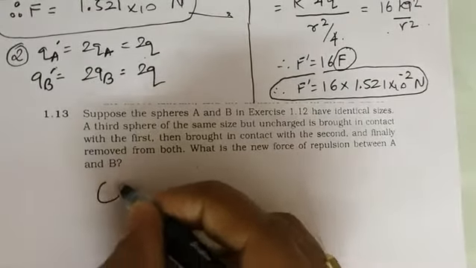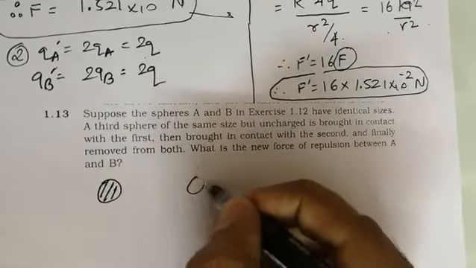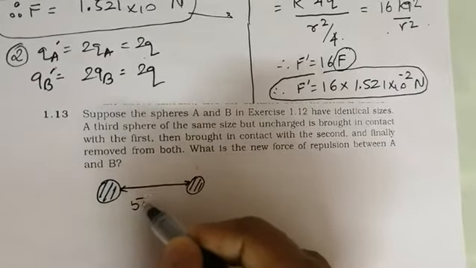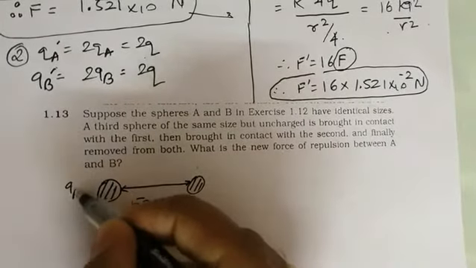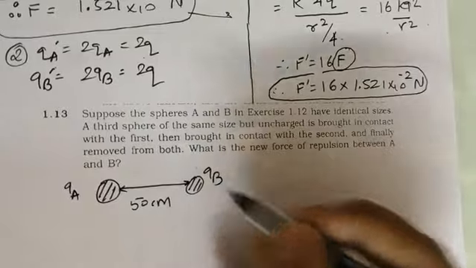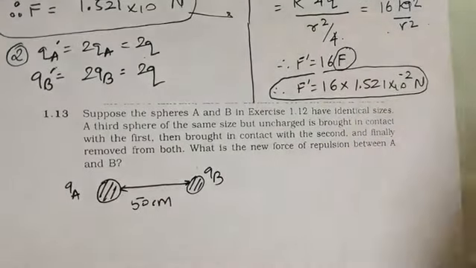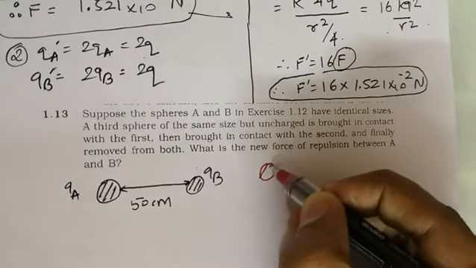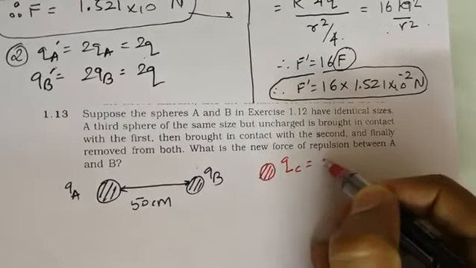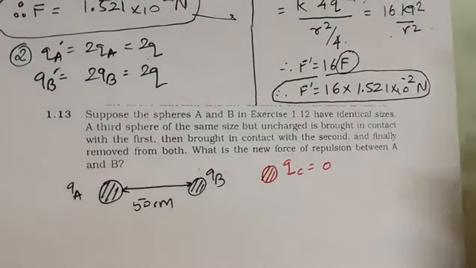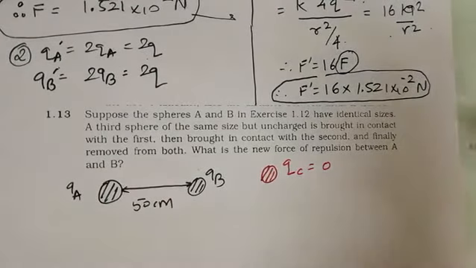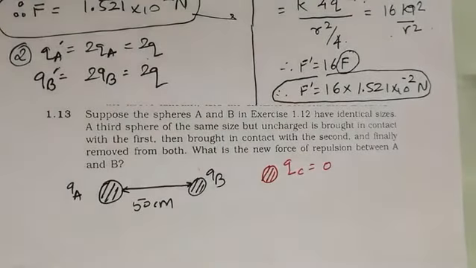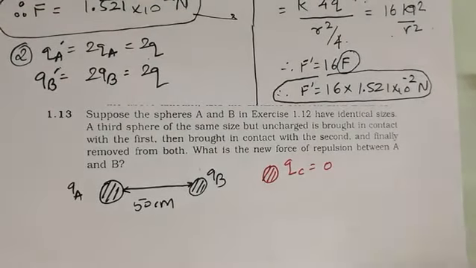We have first of all A and B, both separated by a distance of 50 centimeters. This is the story of example number 12. Now we have another charge which is chargeless. I'm mentioning it with another color, that is QC equals chargeless. First of all, be careful which one is brought in contact with which one, and it will give you the proper simplification.